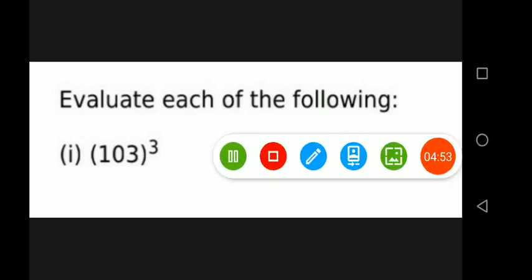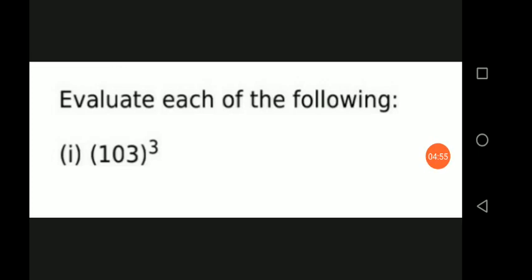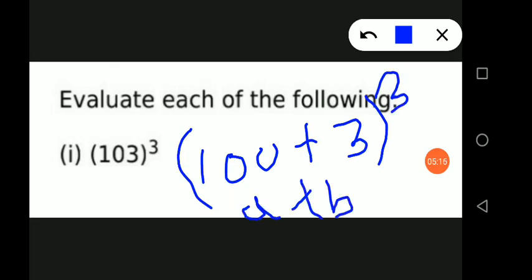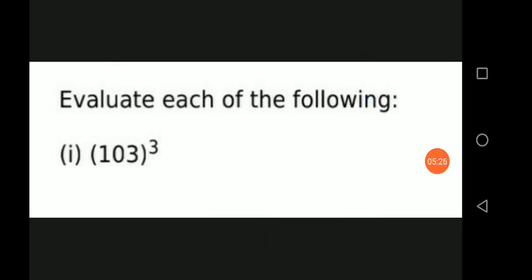Now, next question is evaluate each of the following. And the first part is 103 to the power 3. So let's see how to solve. We know that we can write 103 as 100 plus 3, and 100 plus 3 whole cube. So we can apply the formula a plus b whole cube. Understood? Where a is 100, b is equal to 3.